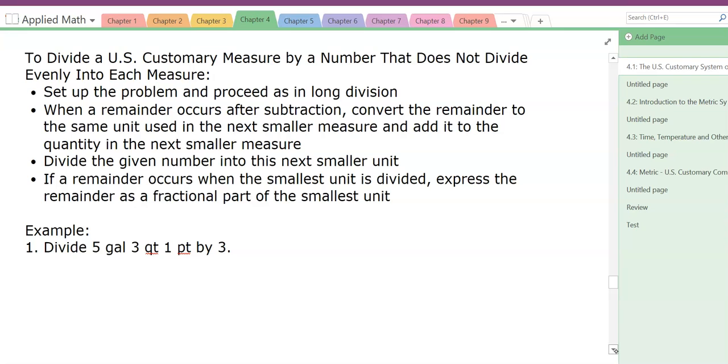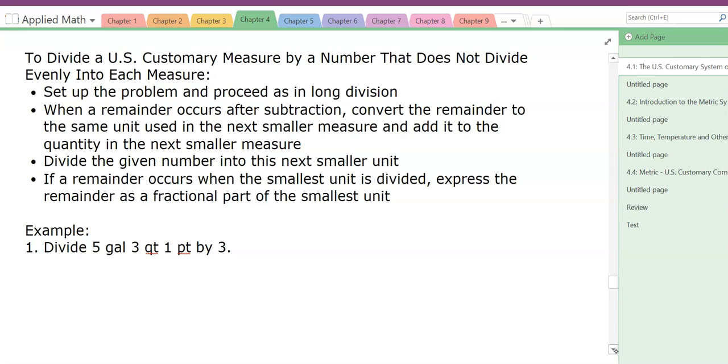Okay, a lot of times that's when we started having remainders and decimals, and that's how those kinds of things came about. So I'm going to show you guys an example. This up here at the top is the steps that you want to follow. So we set them up as a long division problem. When you get to your remainder, you're going to want to convert it to the next unit that you're working with.